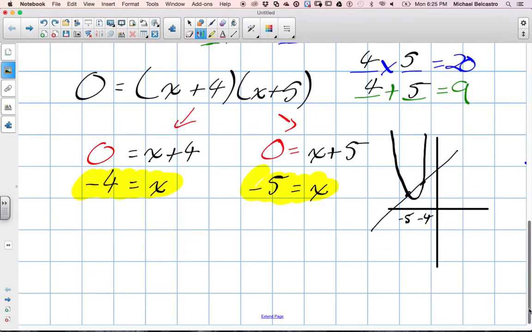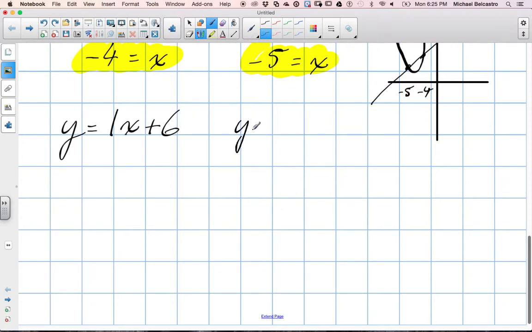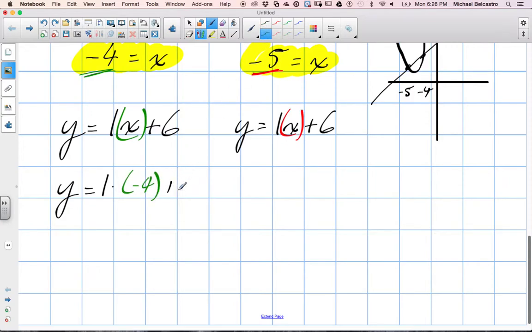Y equals 1x plus 6. Okay, so we're going to write the equation twice, y equals 1x plus 6, and use different values. In this one, we'll replace x with -5, and in this one, we'll replace x with -4. It'll tell us the actual y values of the two coordinates. So y is equal to 1 times -4 plus 6, and y equals 1 times -5 plus 6.